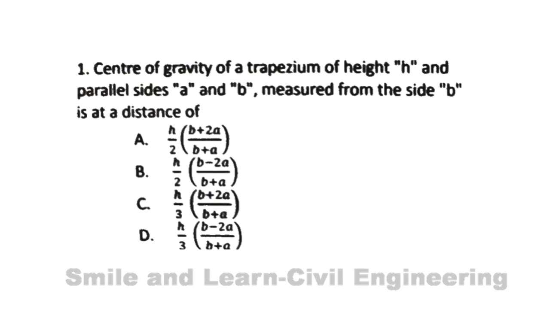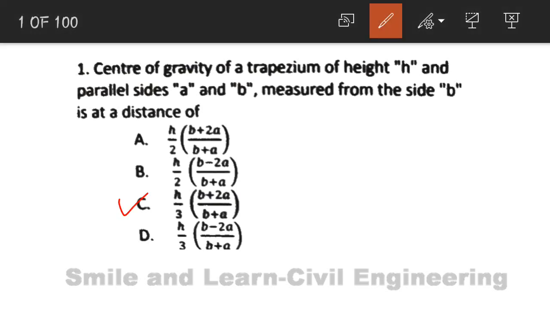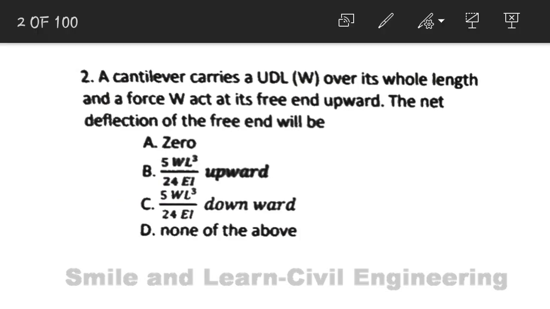CG of a trapezium of height h and parallel sides A and B measured from side B is at a distance. So correct answer will be option C, h by 3, (B plus 2A) by (B plus A). Okay. Next question, question number 2.